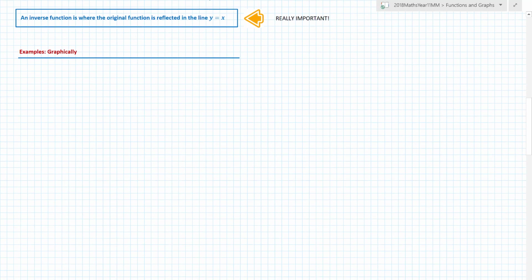Basically, it's really important. This is the number one most important thing. An inverse function is where the original function is reflected in the line y equals x. All right, so go back to junior school.